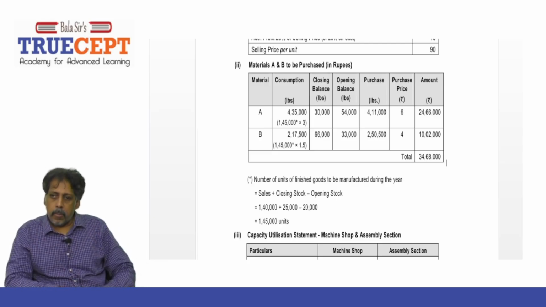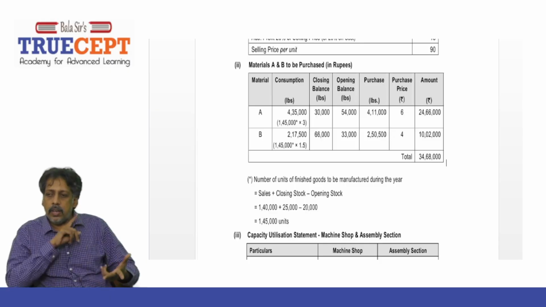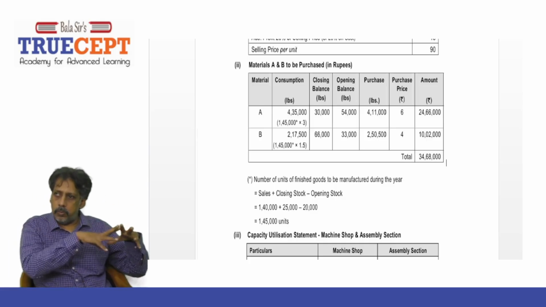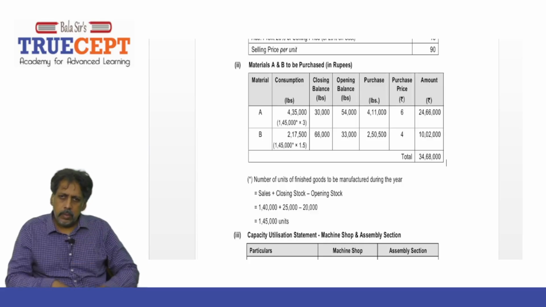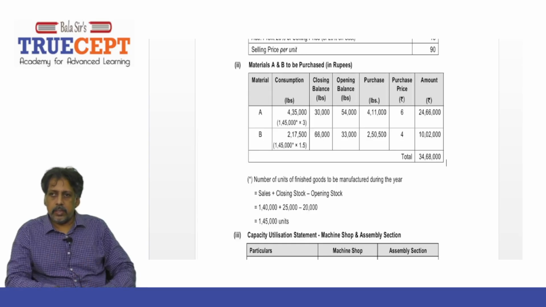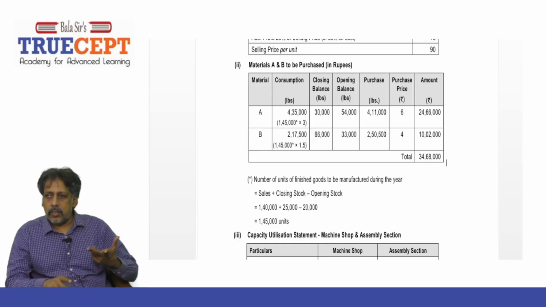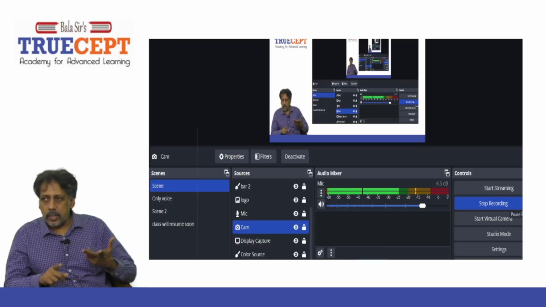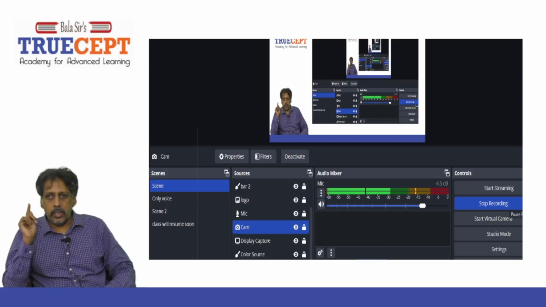Is that fine? Yes, sir. So therefore you can add up the purchase in value. That is the total amount you have to spend on purchase of raw material. Got it? Yes, sir. So guys, I'll pause the recording. Just go ahead and complete this table. Then I'll take on the last subdivision, capacity utilization percentage.